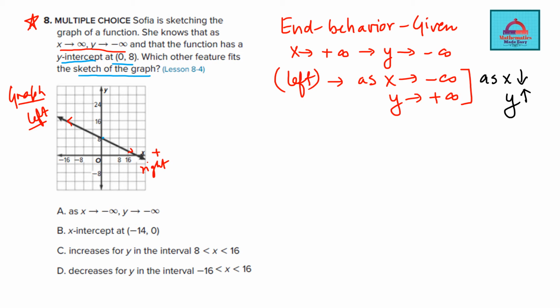So we have already got our end behavior at the left, which says that as x is going on the negative side, negative infinity, y is going to plus infinity. So this is definitely not true. We are going to cross it. It cannot be an answer.